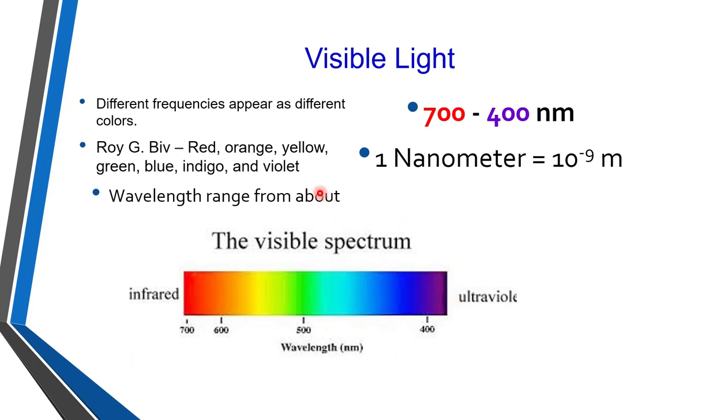Then the next part of the spectrum is visible light. It has different frequencies for different colors and different wavelengths, starting from red up to violet. The range is from 700 to 400 nanometers, so the wavelength is very small. 1 nanometer means 10 raised to minus 9 meters. This kind of nanometer wavelength we can see with our eyes.